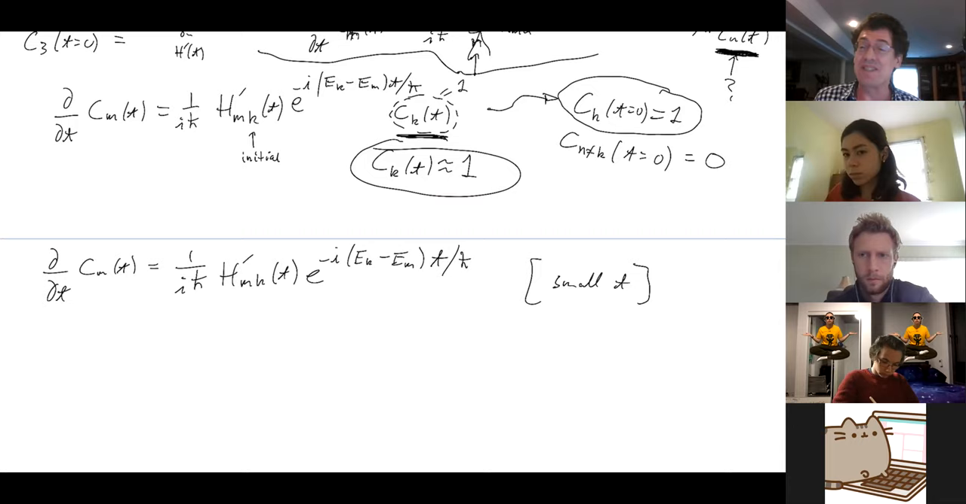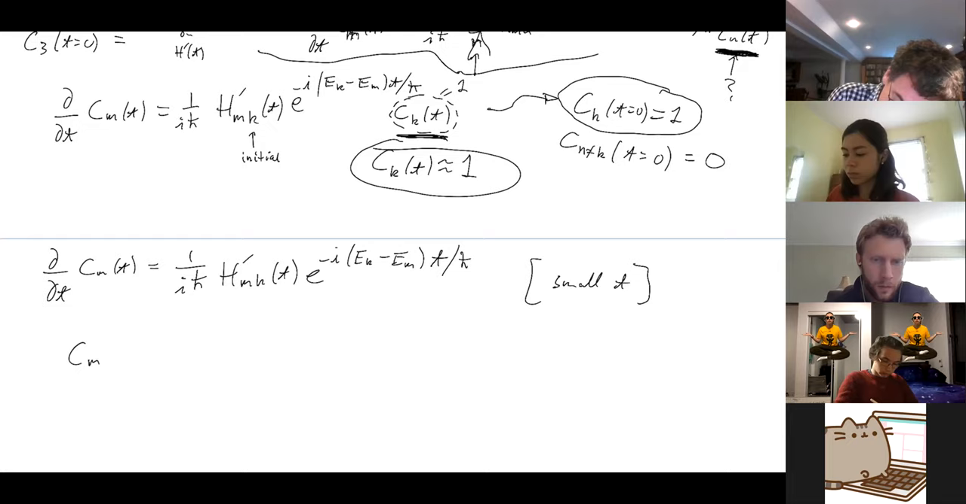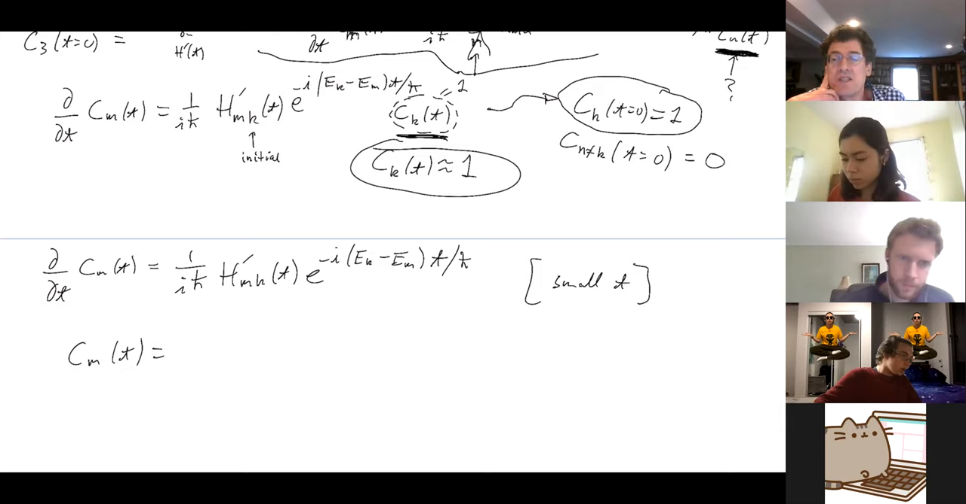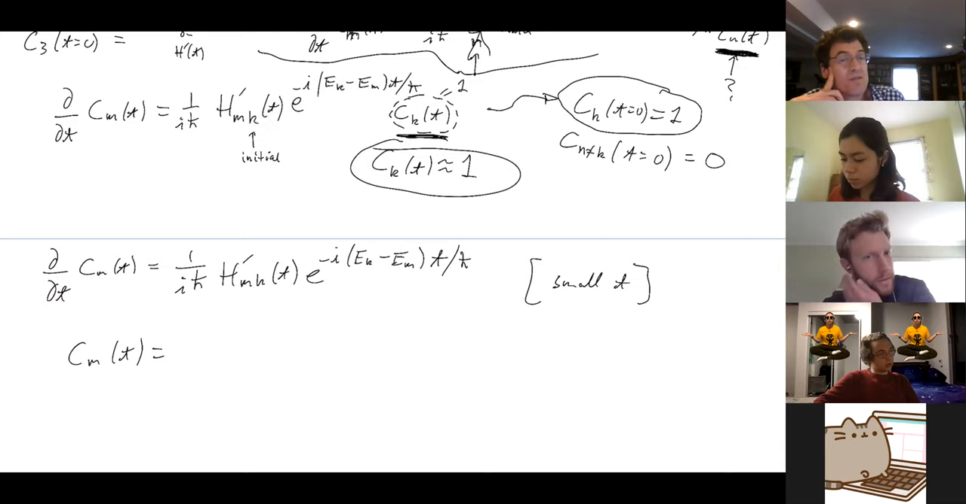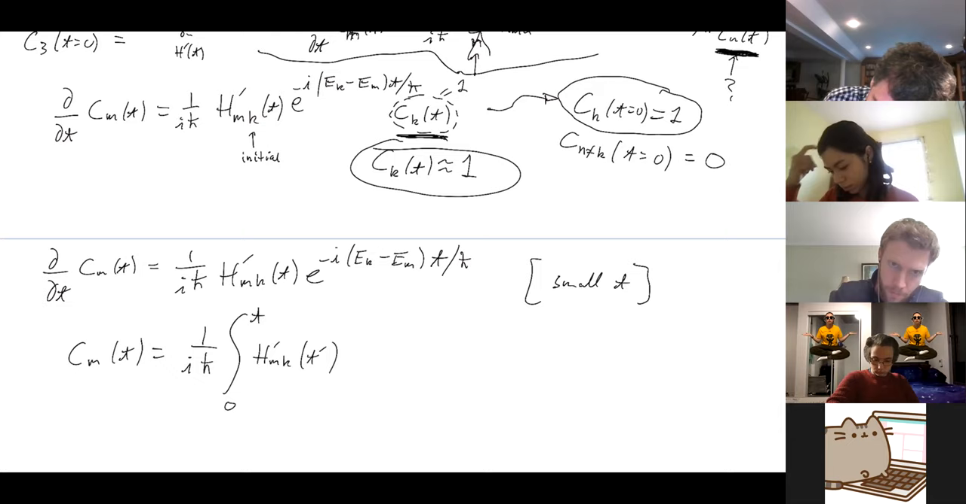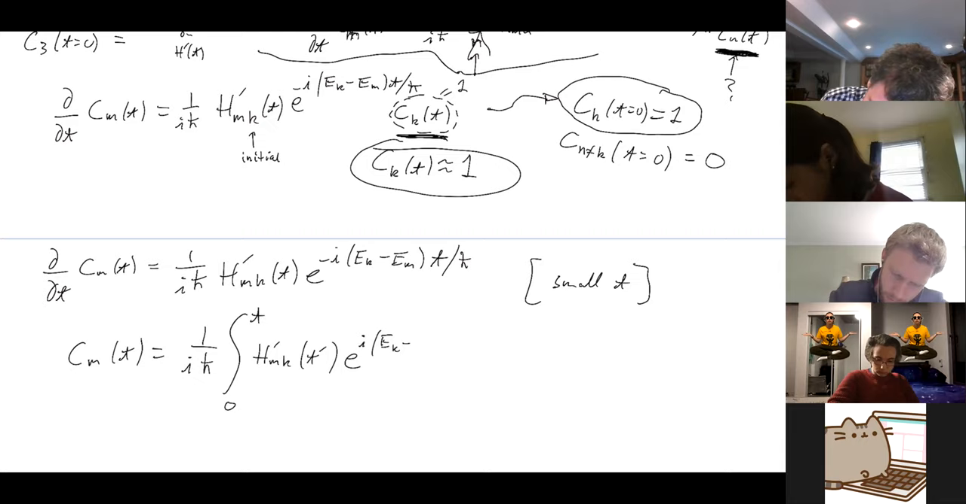How do we solve this equation? c_m of t equals what? Somebody tell me, solve it. Use your math skills and solve it. Integrate with respect to t on both sides. That's exactly right. It's 1 over i h-bar, the integral from 0 to t of H'_mk, and now I have to integrate with respect to t prime, e^(-i(E_k - E_m)t'/h-bar) dt'. There you have it. We just solved for c_m of t.